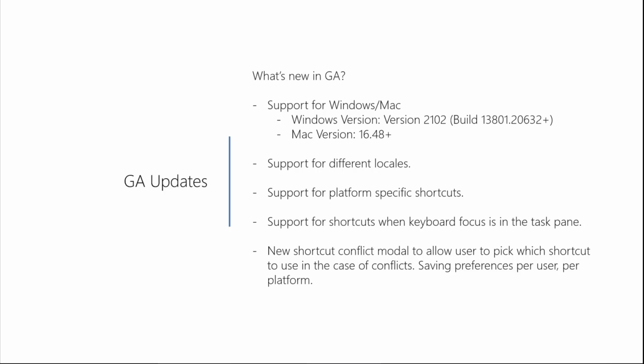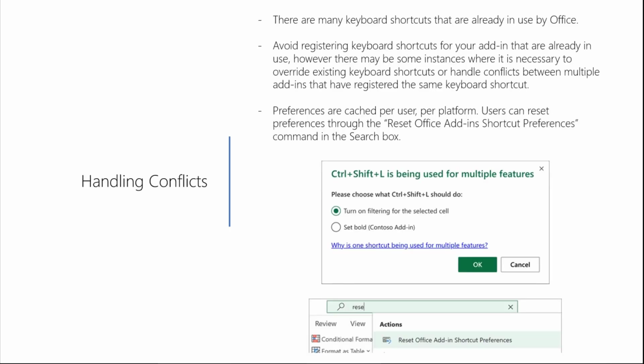And then the last thing that I want to spend a bit of time on is we've introduced a new conflict modal. So this allows the user to pick which shortcut to use in the case that there are conflicts between the shortcuts. So let's dive a bit deeper into this and see what that means.